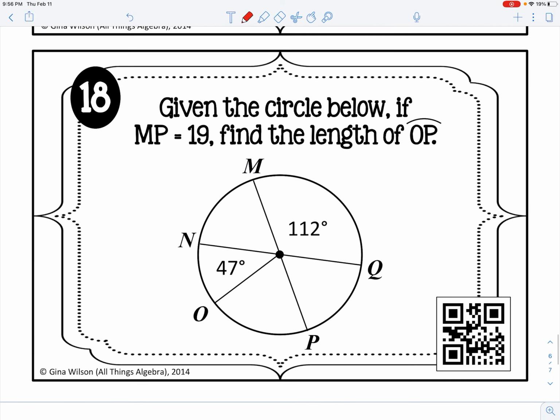All right, let's try one more. So let's see, MP is 19, so that's from here to here. So again, our radius is going to be half of that. So our radius is going to be 19 divided by 2, which should be 9.5. Let's see, and we're looking for OP, so that's this angle right here. Sorry, this arc.